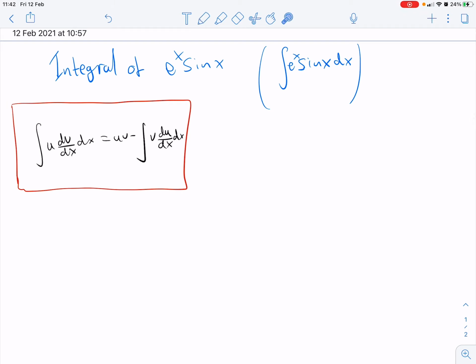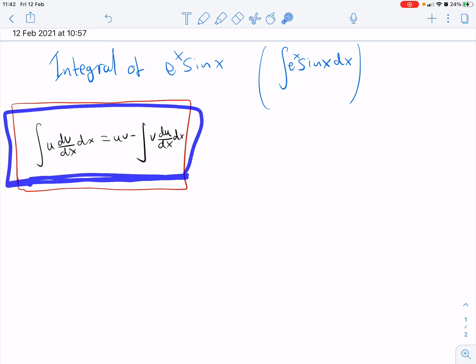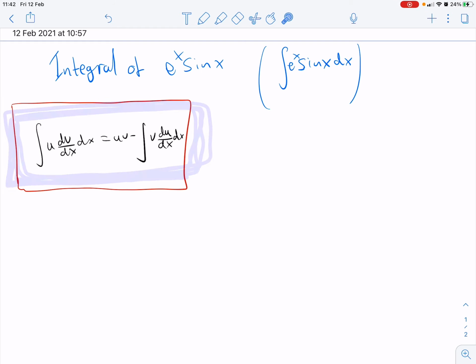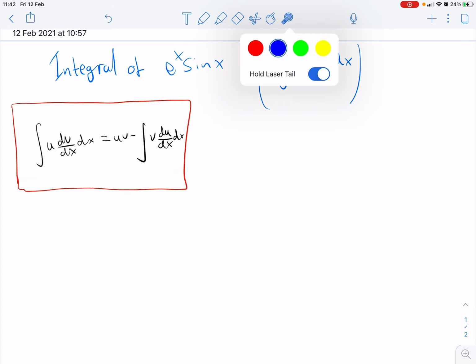So before we get started, you've got to be familiar with this, and you've got to have done a few examples on it as well, and you have to be comfortable with using this, because obviously to integrate this we have to use integration by parts. So make sure that this is fully understood. Okay, so without further ado, let's begin.